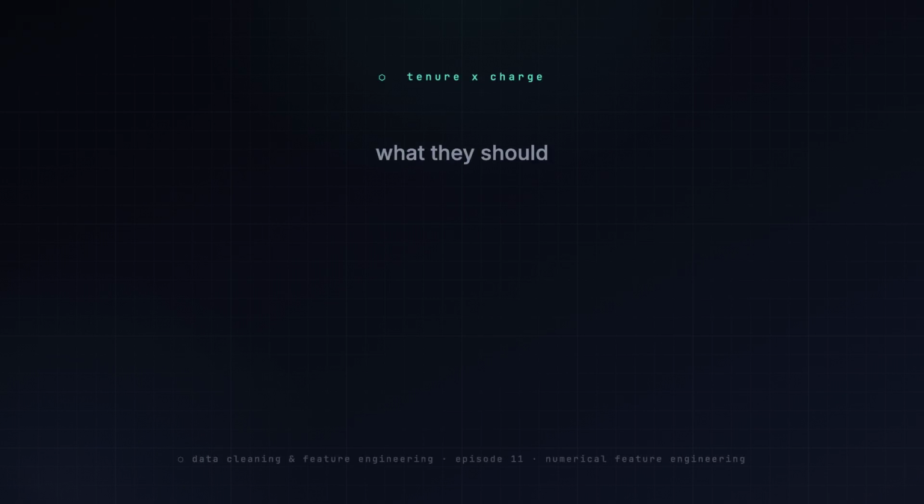Last episode, we counted and bucketed. Now we do arithmetic between columns and use it to catch a bill that doesn't add up.